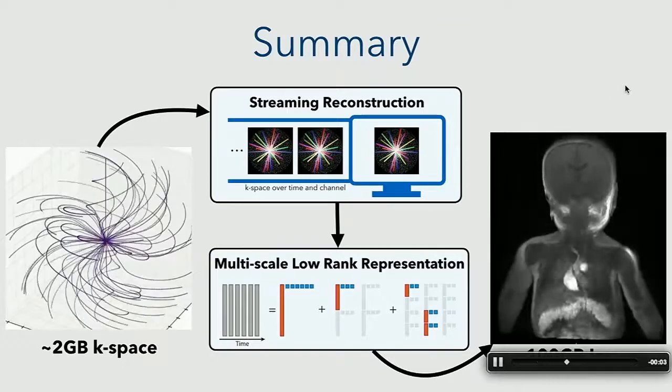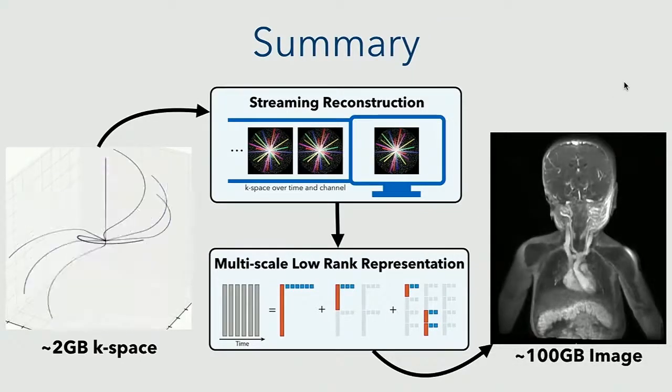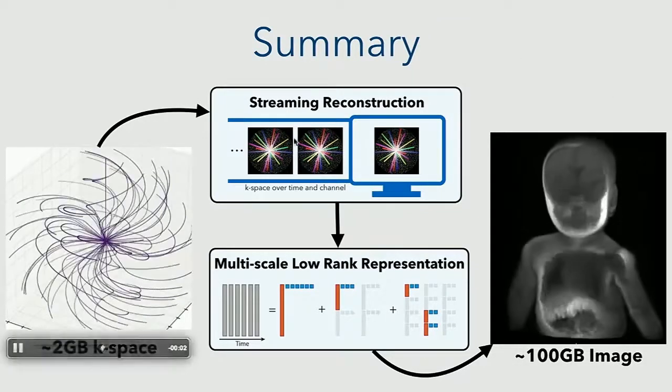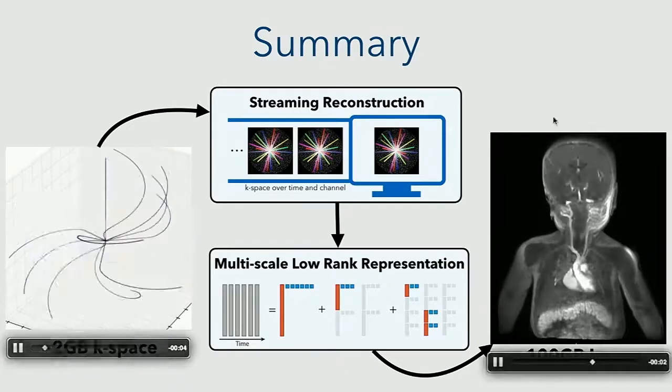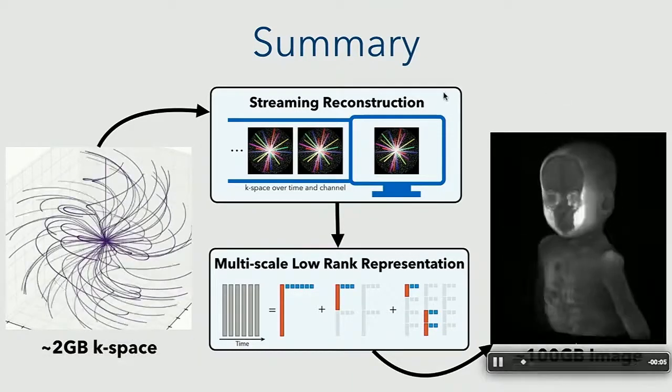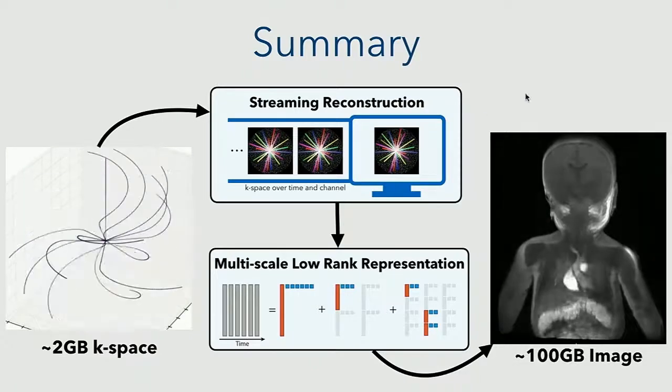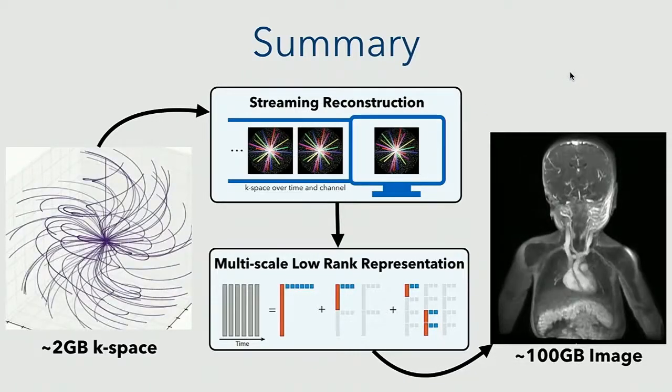And so in summary, we've shown a method that allows us to go from 2 gigabytes of K-space to a 100 gigabyte image without gating. And there are two innovations. One is a streaming reconstruction and the other is a multi-scale low-rank representation.